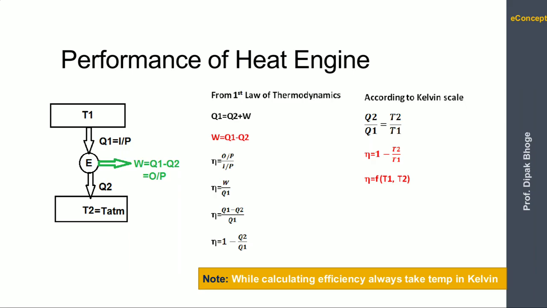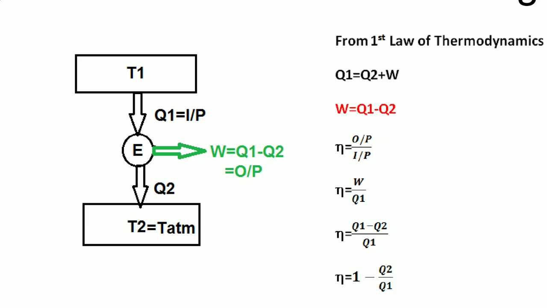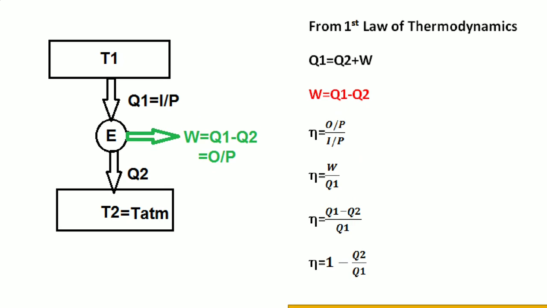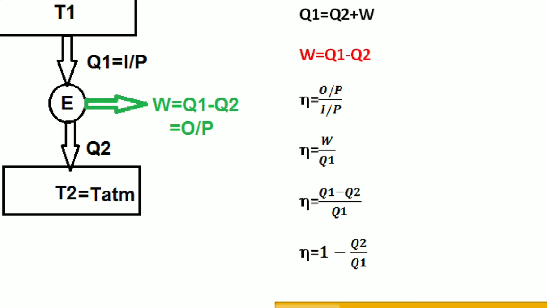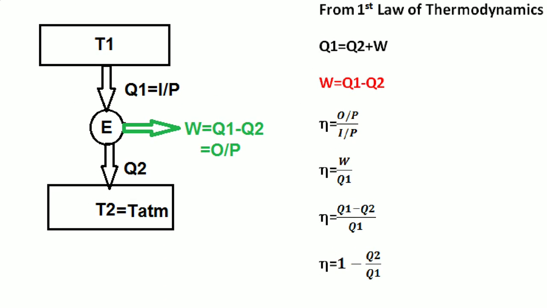Now how to find out the performance of any system? Now in this case it is a heat engine. So how to find out the performance of heat engine? While calculating performance, first we should know what is the input and the output. Now in the heat engine, input is the Q1 and output is the W. So the performance of the heat engine is the output divided by input. So that is W divided by Q1.